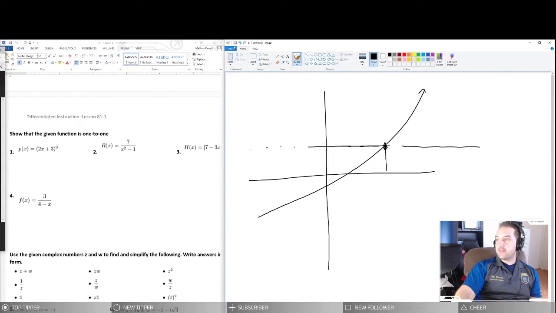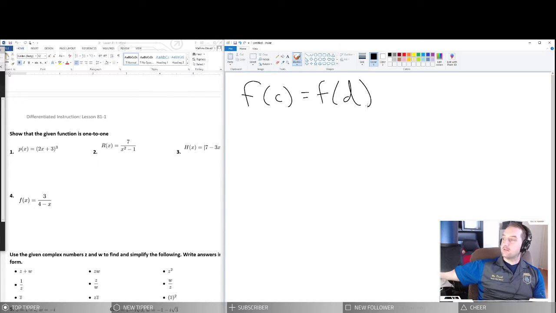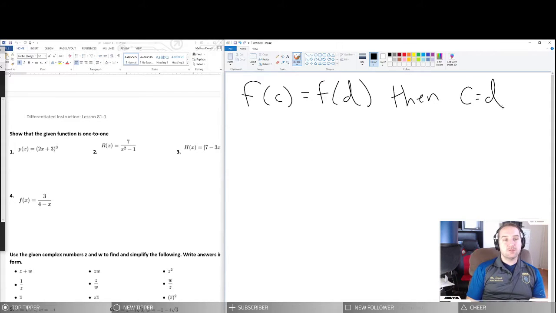Now we can determine if our functions are one-to-one in two ways. We could use the definition, and the definition says if f of c equals f of d, then c equals d. So we can actually show if a function is one-to-one using that definition. That is basically how we do it.